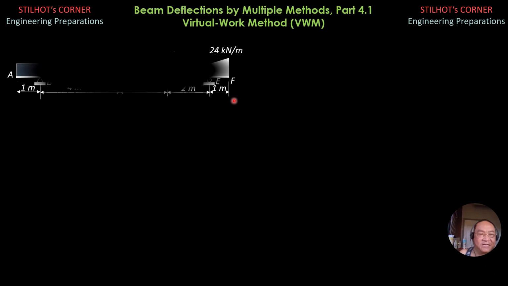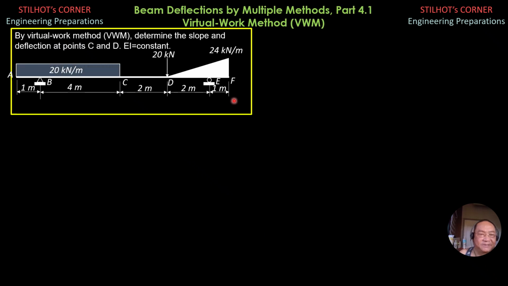So here is the problem. By virtual work method, determine the slope and deflection at points C and D. Because this is determinate, I want you to verify that the vertical support reactions shown are correct.